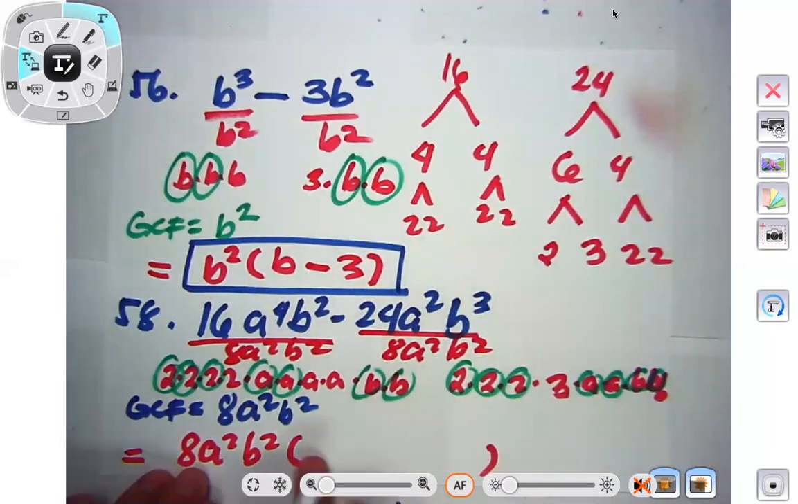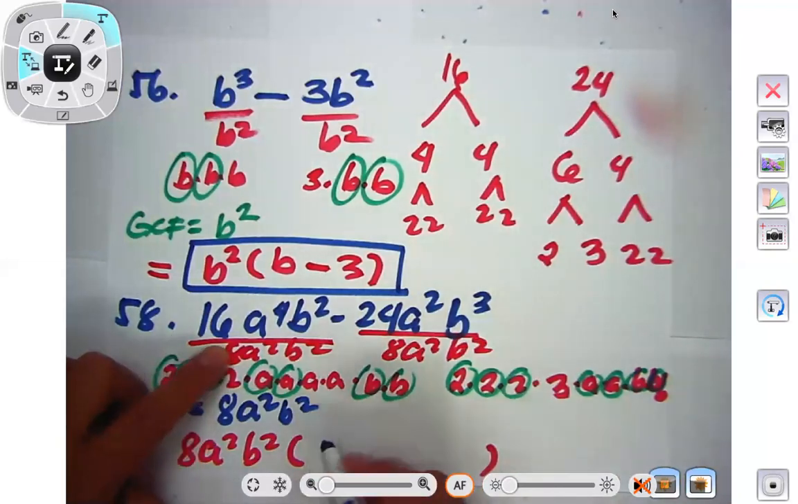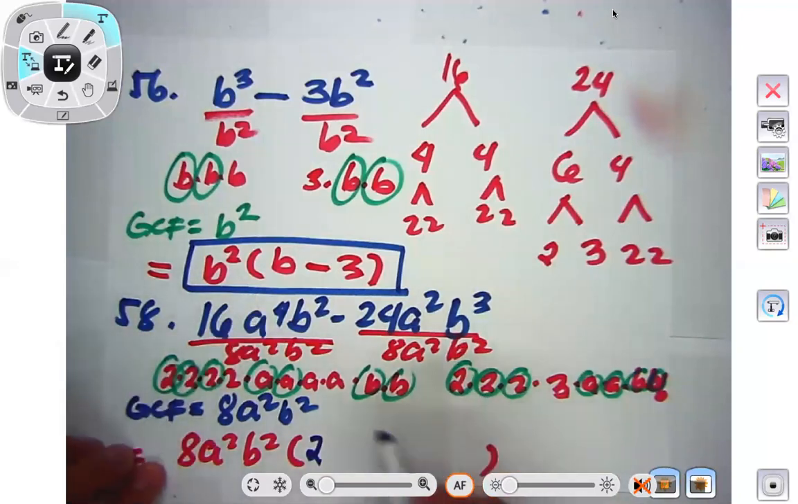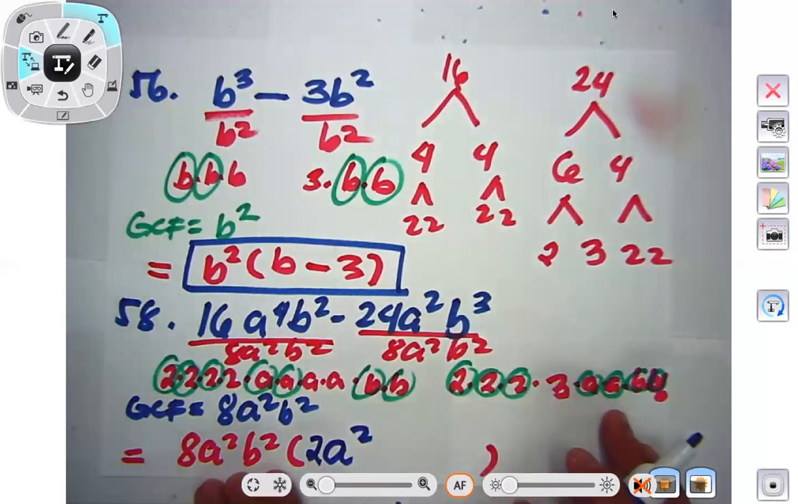Now what goes here? 16 divided by 8 is 2. a to the 4th divided by a squared is a squared. b squared divided by b squared is 1, right? The process is canceling, but b squared divided by b squared is 1, all right?